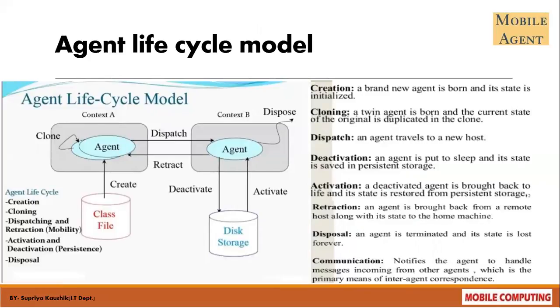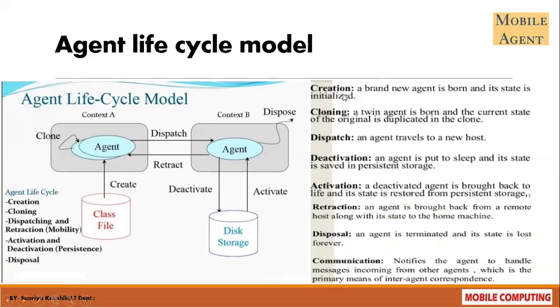Agent lifecycle model. Here you can see the agent lifecycle model. The agent has the following stages in its life cycle. There is a given context A and context B. An agent is present here and another agent is present here. This is the clone of the agent. The agent is dispatched, then it can be decomposed, or it can be activated, or the agent can be deactivated. So this is the description of the states.